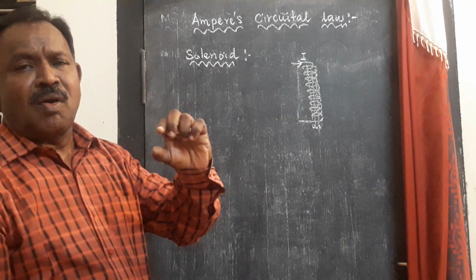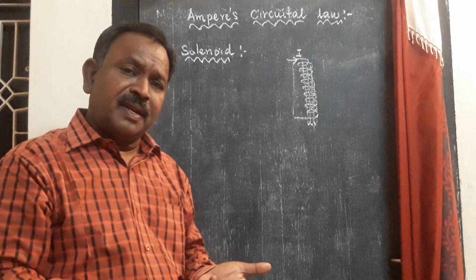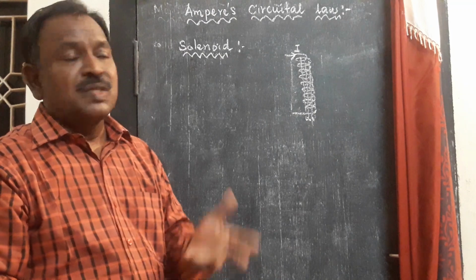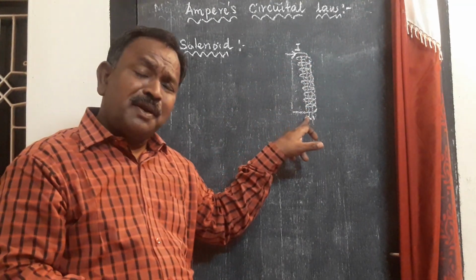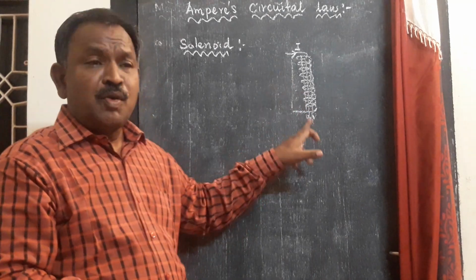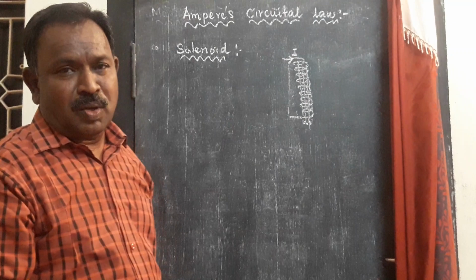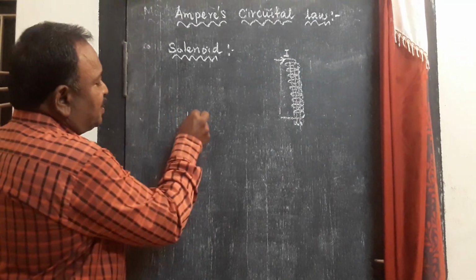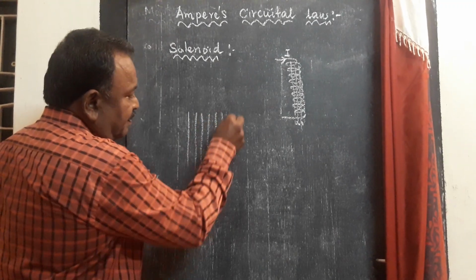So this rule is called the N rule. The N rule is used to find the polarity of the solenoid. Now we are going to calculate what amount of magnetic field is produced by the solenoid by applying Ampere's circuital law. For that, we are going to consider a few turns of the solenoid.